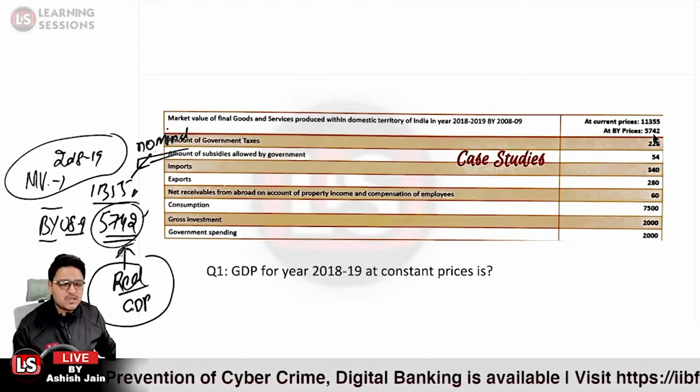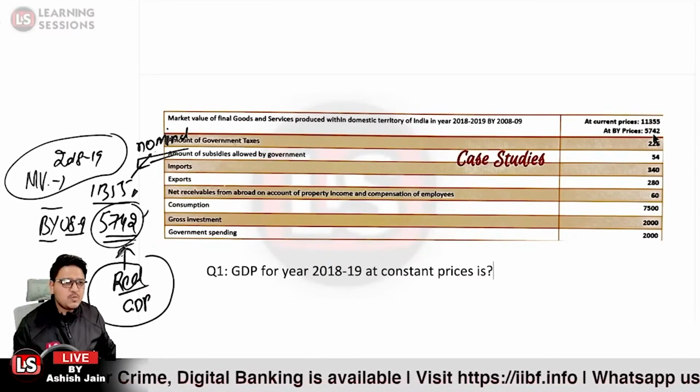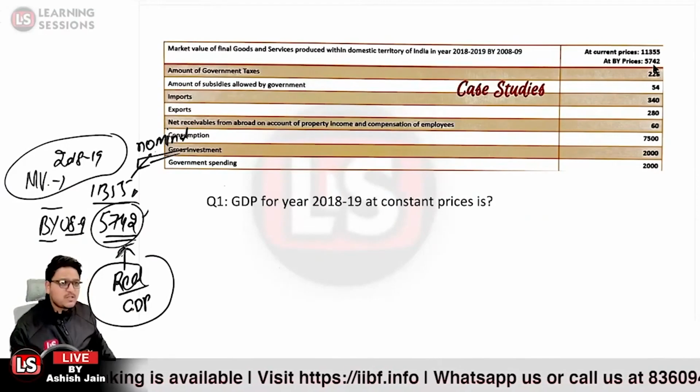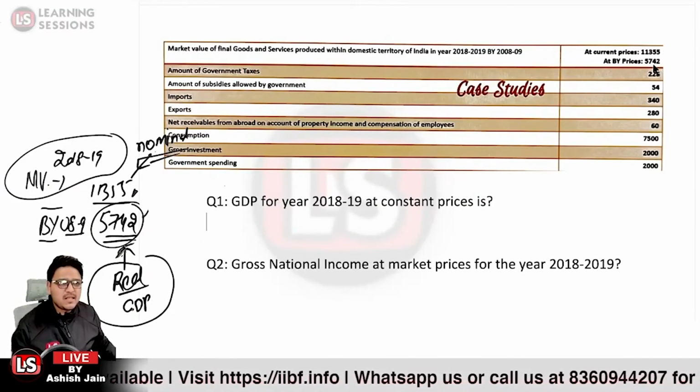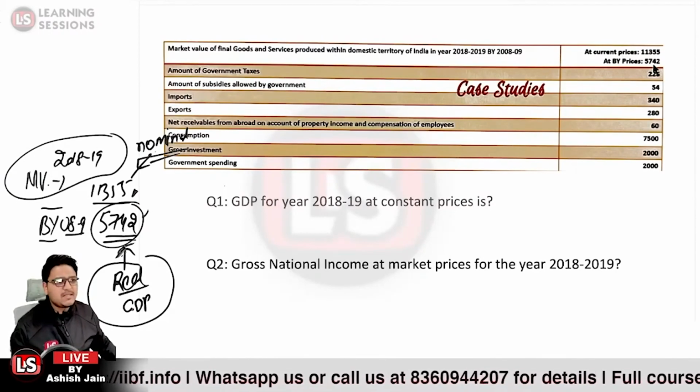If you just know the concepts related to it, what is real GDP and what is not, you must be able to answer those. So now let's move to another question, which says GNI, that is gross national income at market prices.